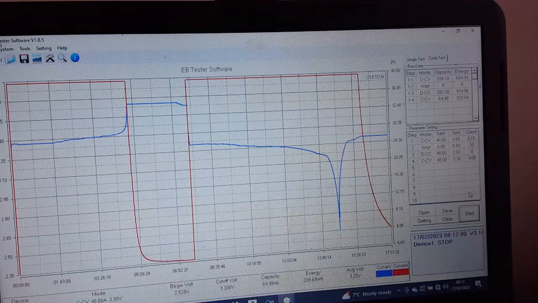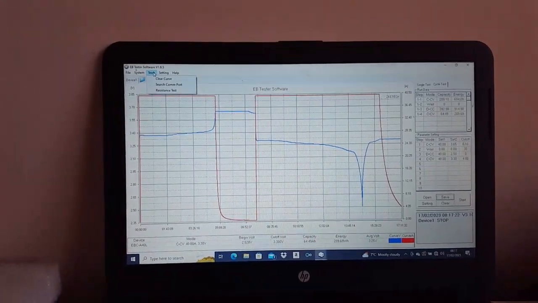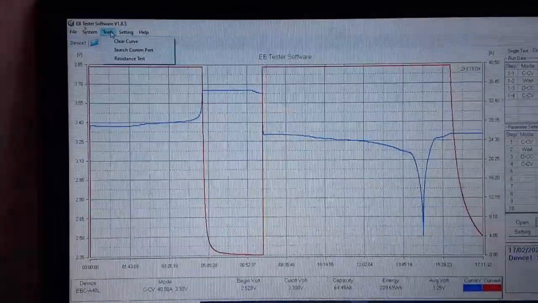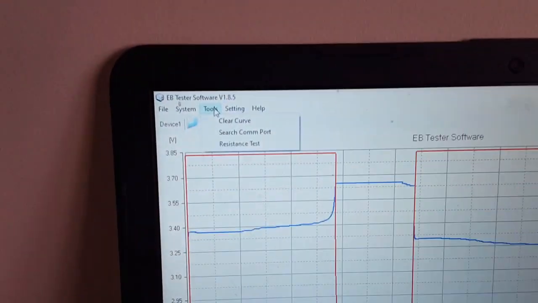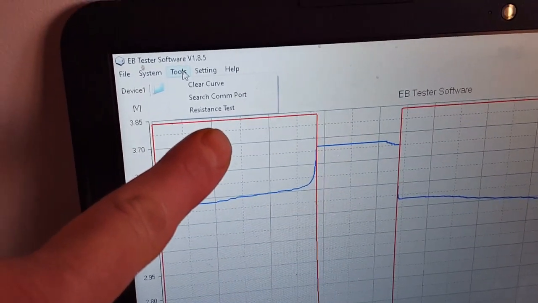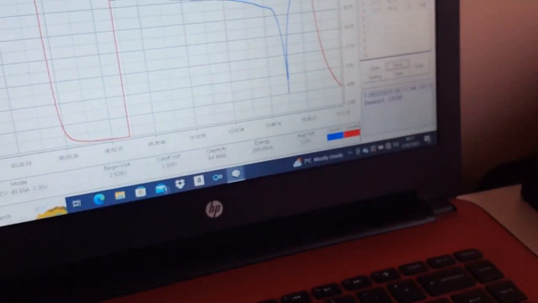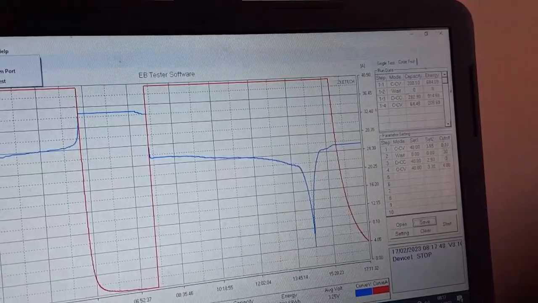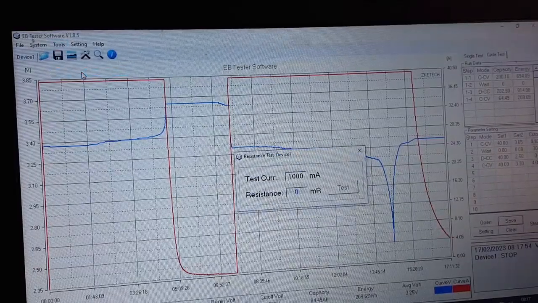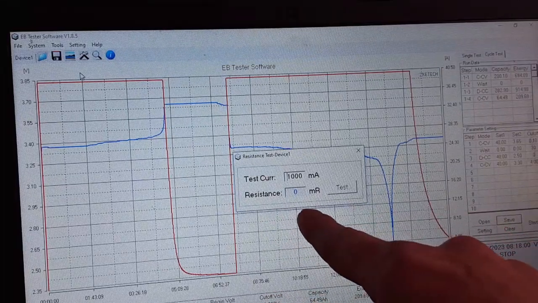cell number three. I was just having a poke about saving the data for cell two. Don't know how clearly I'll get this. Anybody out there know about the resistance test? What's that all about? Come on, behave yourself. So I'll give it a wee pokey. Test current 1000 milliamps. Resistance 0 mR.